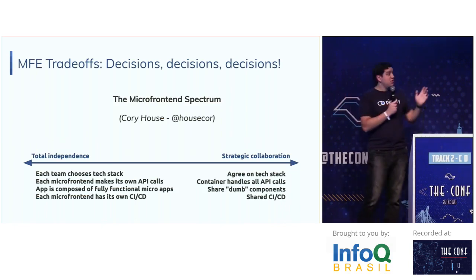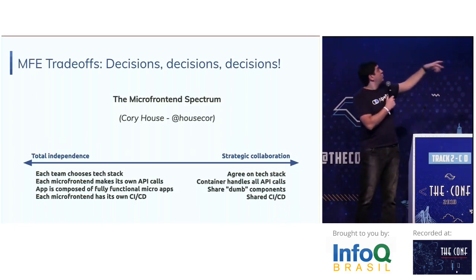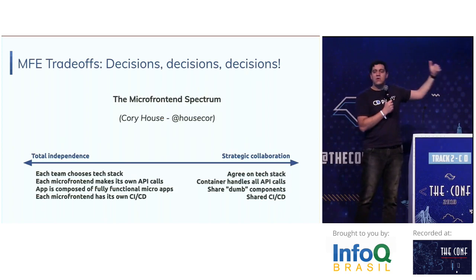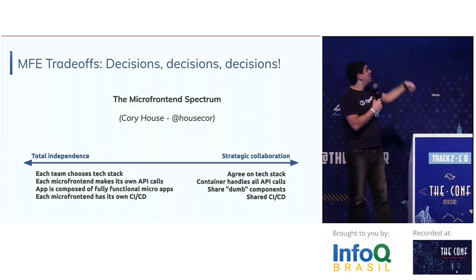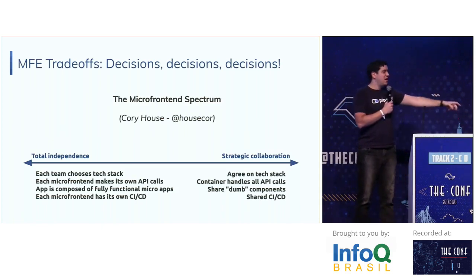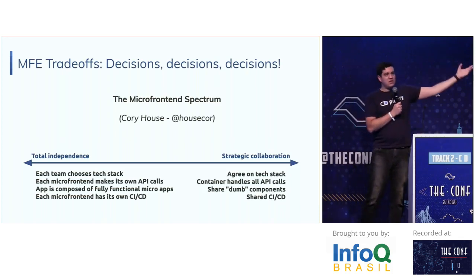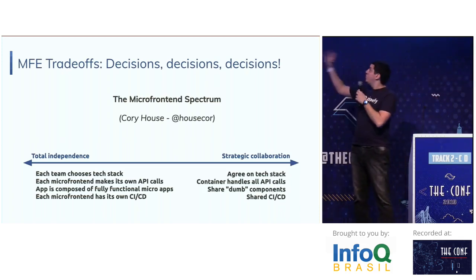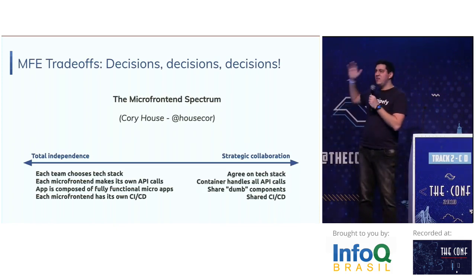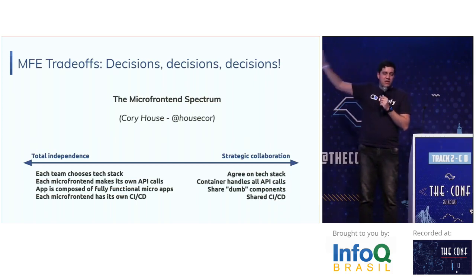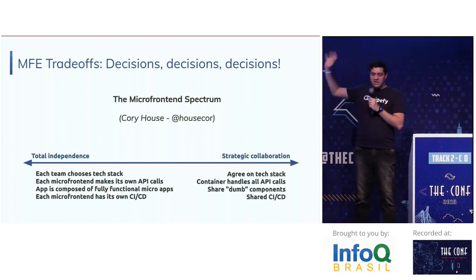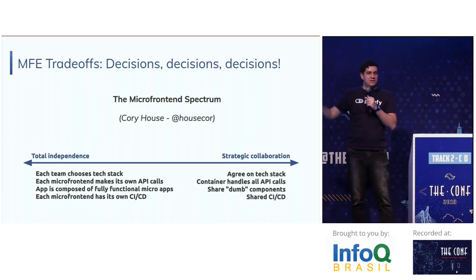You may be to the left and do what he calls strategic collaboration. If you go too far to the left, you have a monolith where you share everything: the tech stack, the components, the CI, maybe the logic. And if you go to the far right, which is normally what people who don't like micro-frontends think is the only option, you have totally independent micro-frontends with different tech stacks, with different CI/CDs, and all of that.